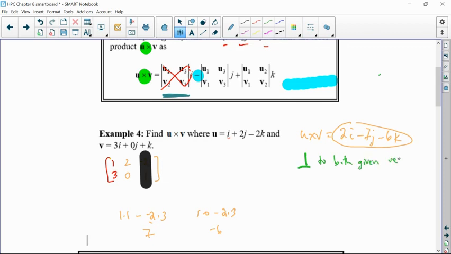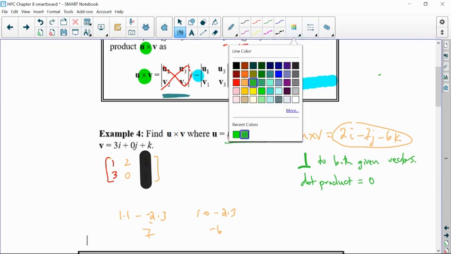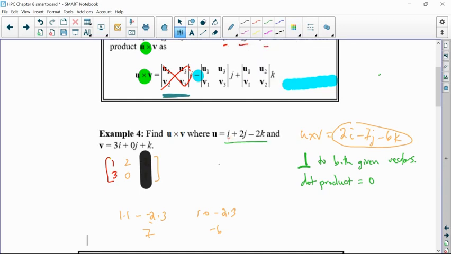Okay, and if you remember from last week, it's really easy to check if it's perpendicular, because if it's perpendicular, then the dot product, not the cross product, but the dot product will equal 0. So let's check my work. You don't always have to do this, but I want to show it because it's a great way to check work. So I'm going to take vector i plus 2j minus 2k, and look at my new vector, 2i minus 7j minus 6k.